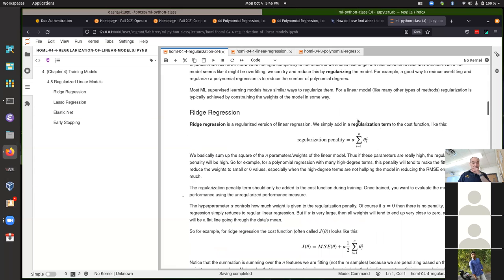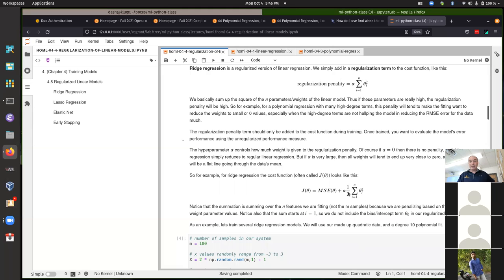So for this regularization term, normally we have another parameter called alpha, right? So alpha can be a value from zero to whatever value you want, a big value. So if alpha is zero, that means that the sum of the weights, we are squaring the weights.